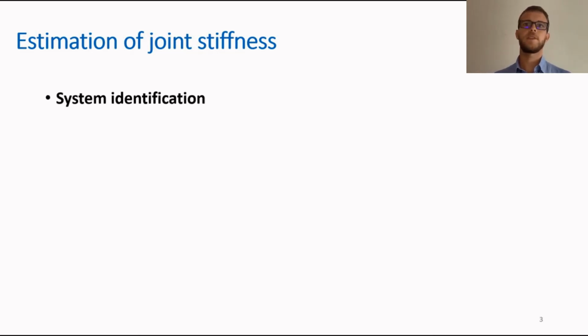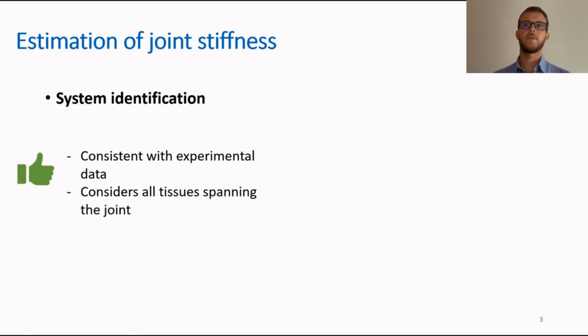Firstly, we have the system identification community, which is basically a data-driven approach where the parameters of a simple model, typically a second-order model, are identified using experimental data. The main advantages of these methods are that the results are able to explain experimental data and that little or no knowledge about the anatomy of the joint is required.